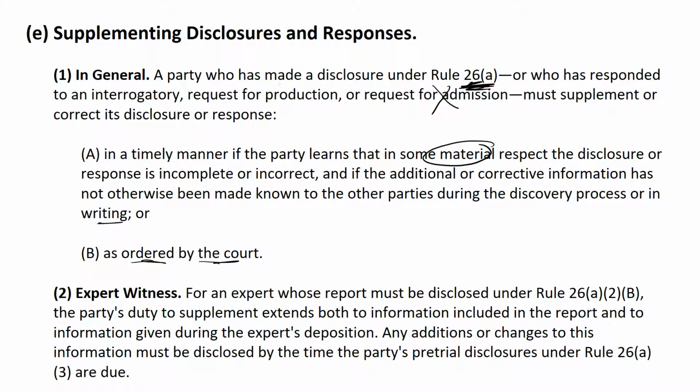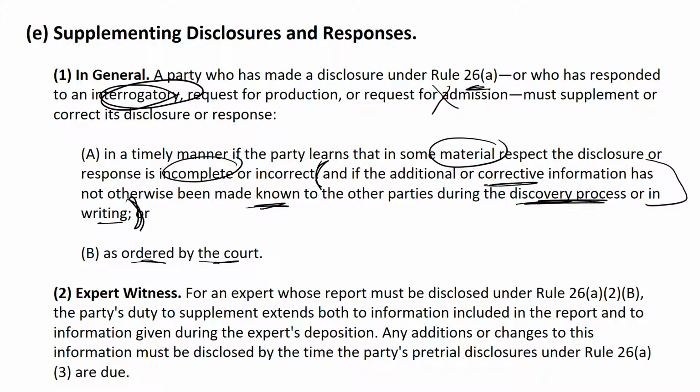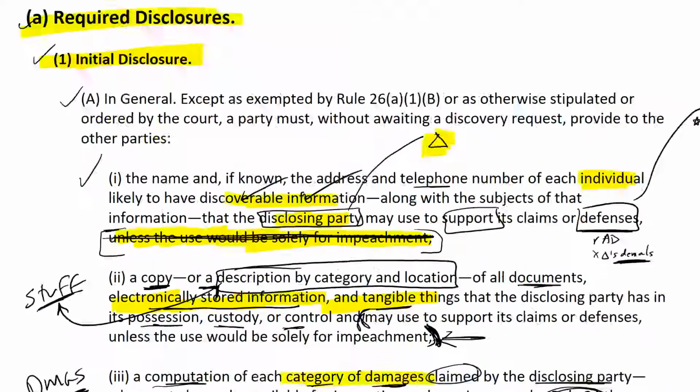We look again at the rule, right? We had an interrogatory answer. Okay. In some material respect, the information was, in fact, incomplete. But this last clause is an exception. This is the exception here. There's no need to supplement if the corrective information was known to the other parties during the discovery process. Well, that was the 30(b)(6) corporate deposition. Okay, so there's no need under these circumstances to supplement.